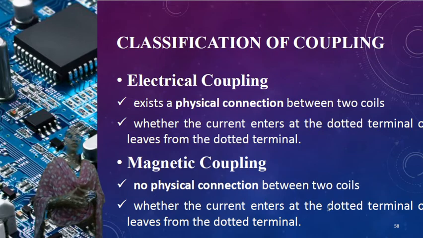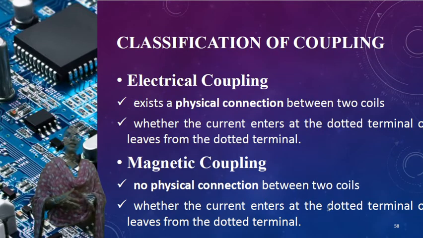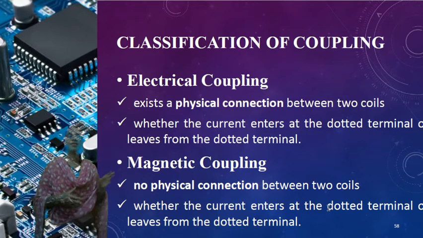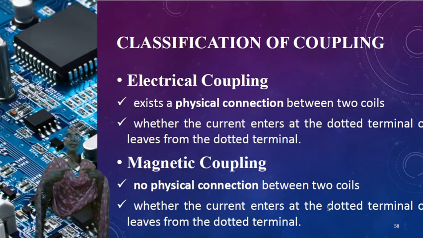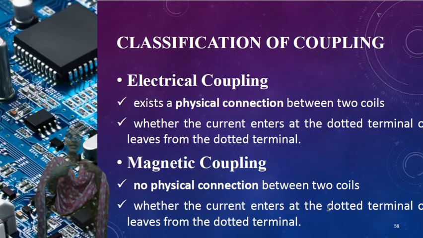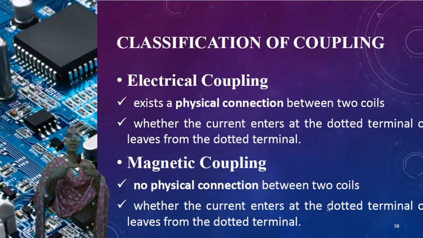Classification of coupling: depending upon whether the coils are in physical contact or not physically connected, it is divided into two types. The first one is electrically coupled. For electrically coupled, if for example these two are inductors, these two should be physically connected. If there is a physical connection, a physical existence, then that coupling is called an electrical coupling.